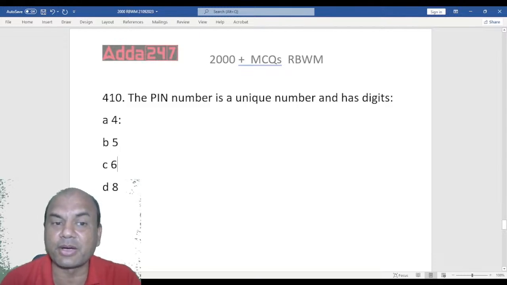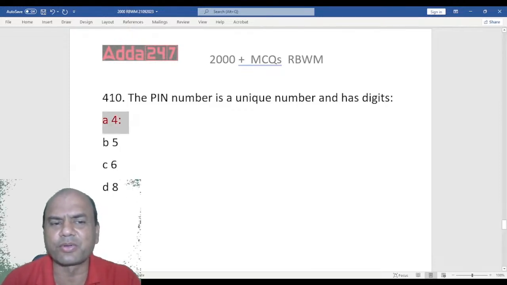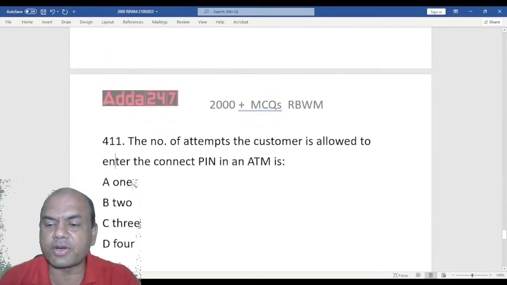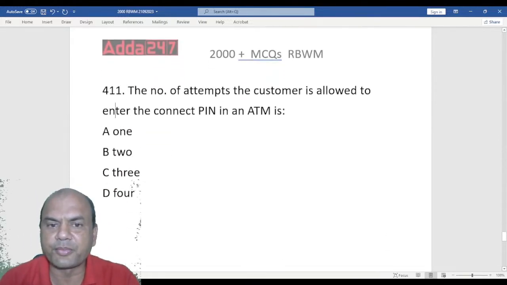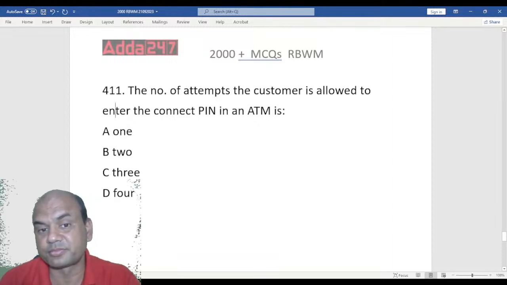Isn't it basic? But we forget these. PIN, this is an easy one, I know. It is 4. Everyone knows this 4. Okay. The number of attempts allowed: the attempts the customer is allowed to enter the correct PIN in the ATM is the number of attempts.